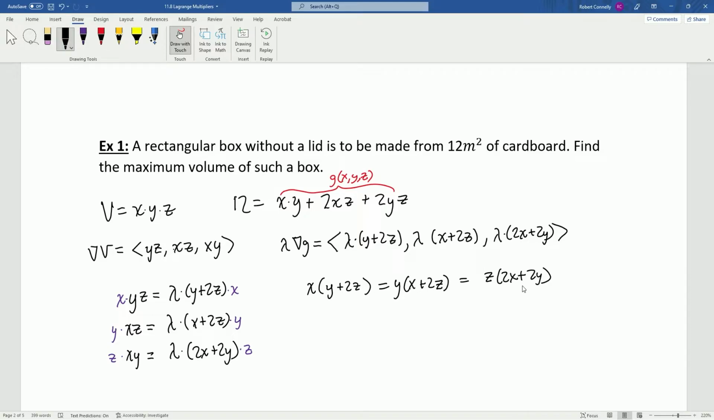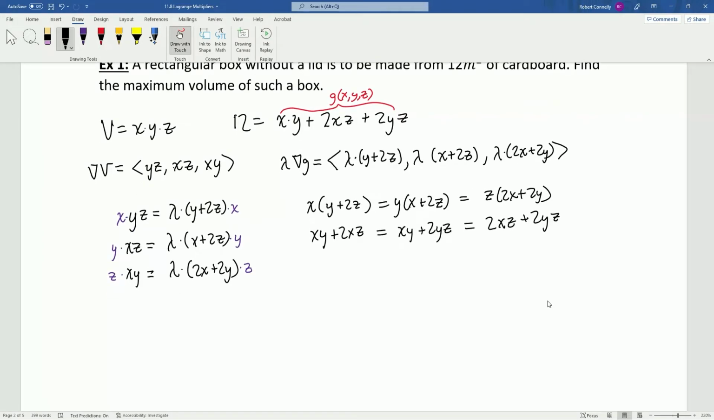So if I multiply these corresponding components out, I get xy plus 2xz equals xy plus 2yz equals 2xz plus 2yz. All right, that's a little bit better here. Now we'll take this first equation and set it equal. We get xy plus 2xz equals xy plus 2yz. And so these xy's cancel. And if I divide out the 2z, I get x equals y.